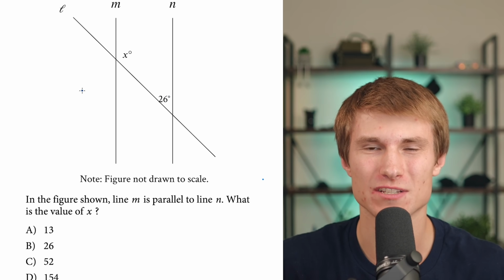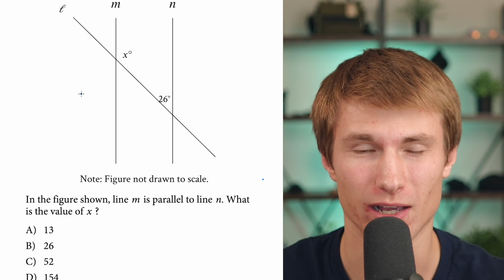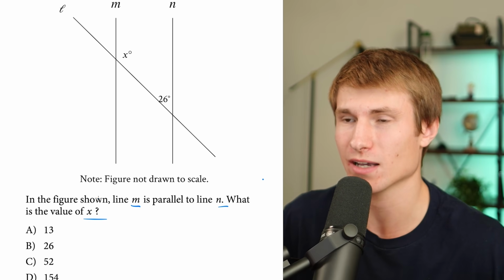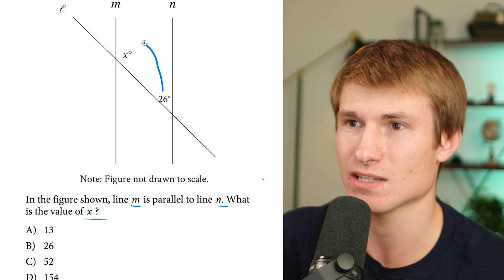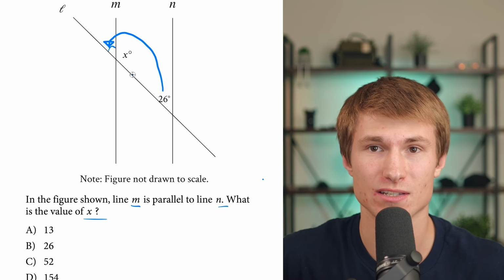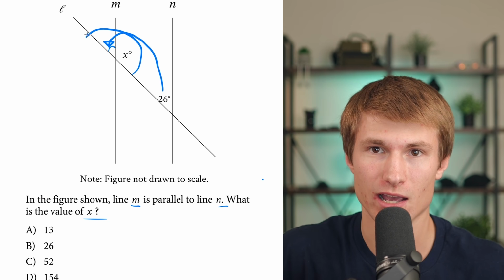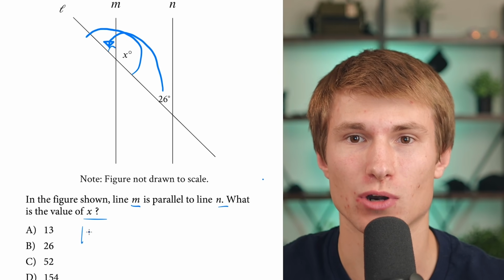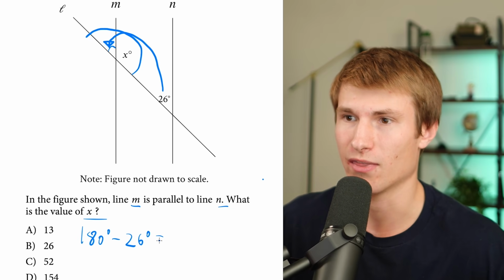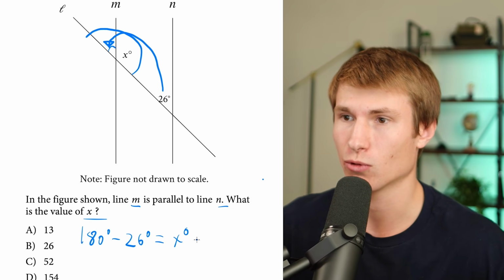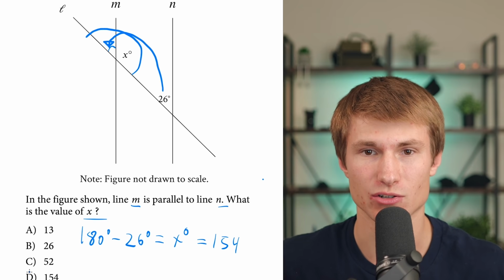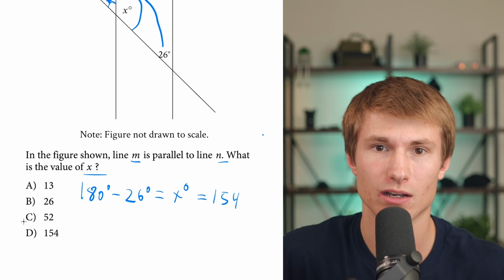Here's how to quickly solve this SAT math question about intersecting parallel lines. Question 4 states, in the figure shown, line M is parallel to line N. What is the value of X? Well, we know that this angle of 26 is also going to be the same angle that is right here. Therefore, we know that we have this semicircle of X and an angle that is 26 degrees. So we can do 180 degrees for the semicircle minus the 26 degrees, and then we're going to get the value of X in degrees, which we know will equal 154. So our answer is answer choice D. I'll go ahead and scroll down so you can see that. Our answer will be D.